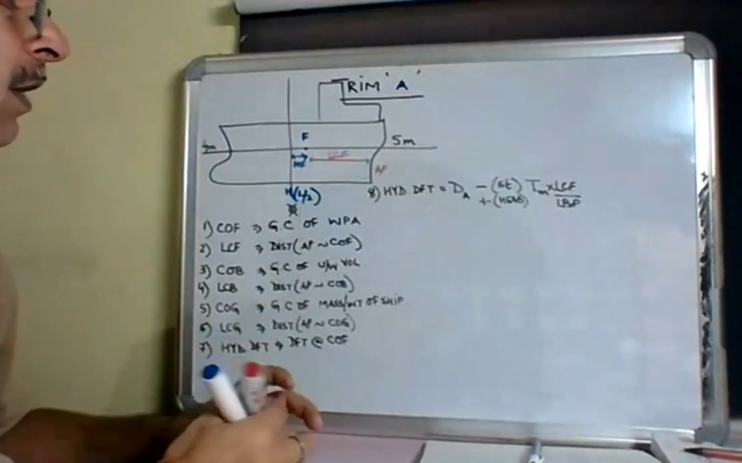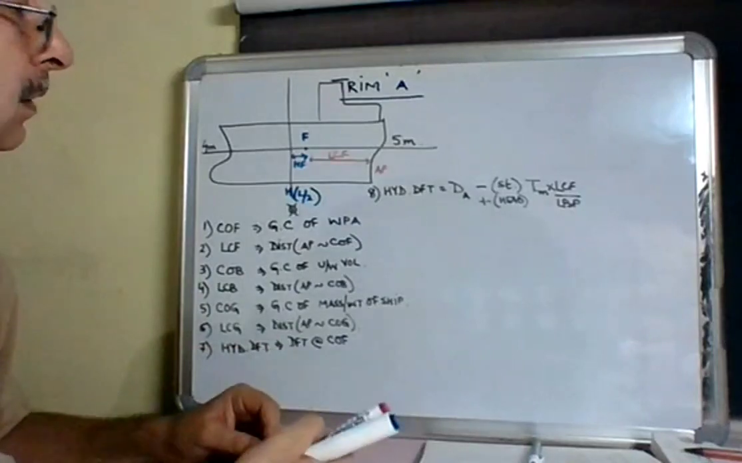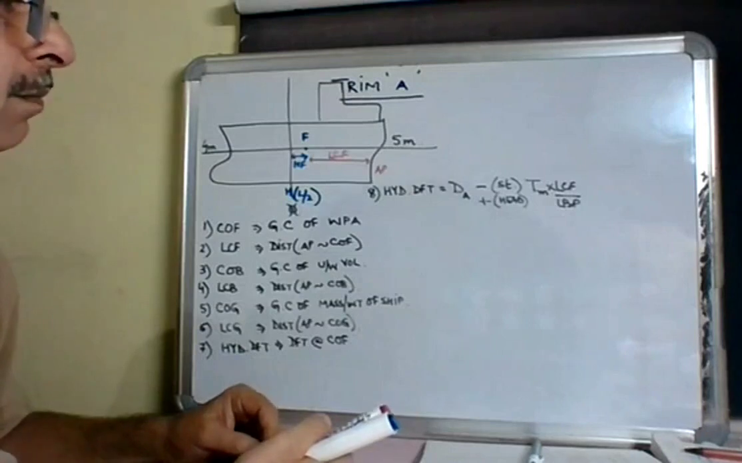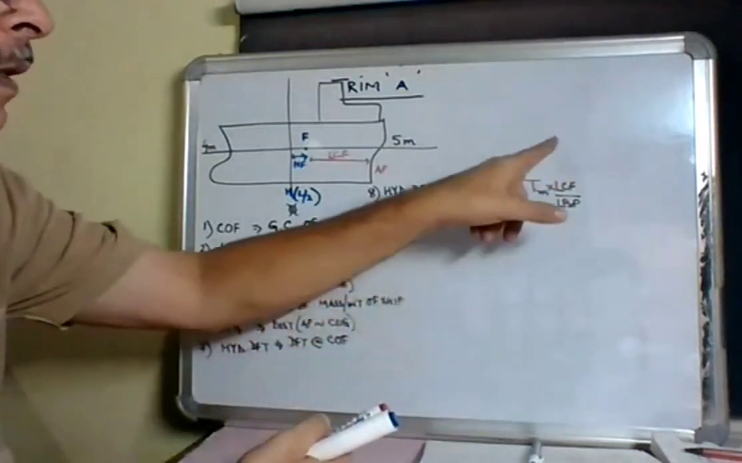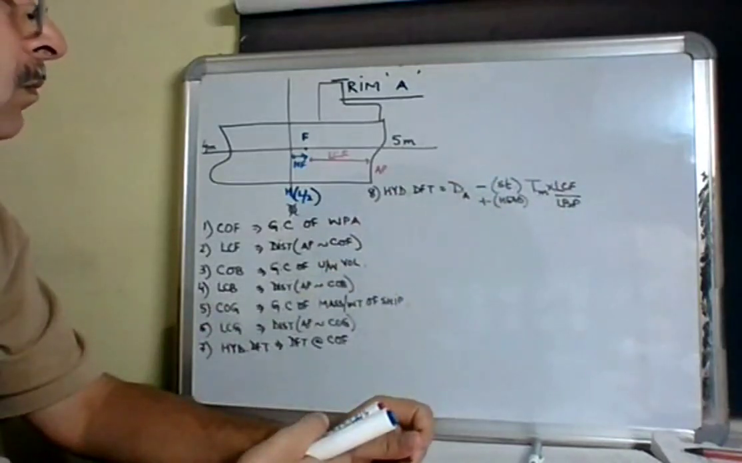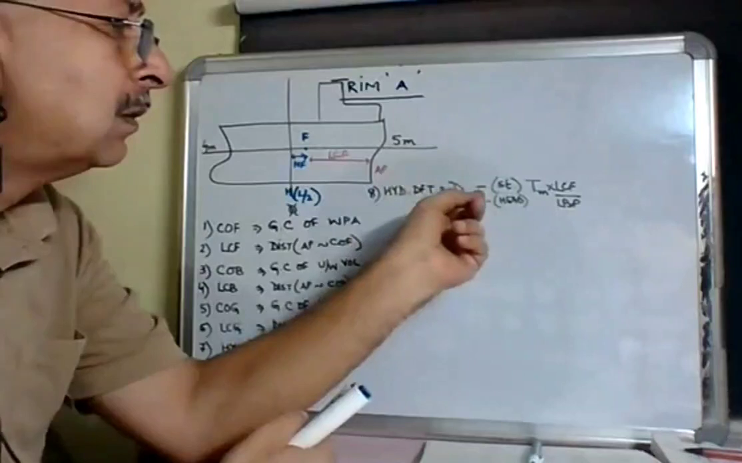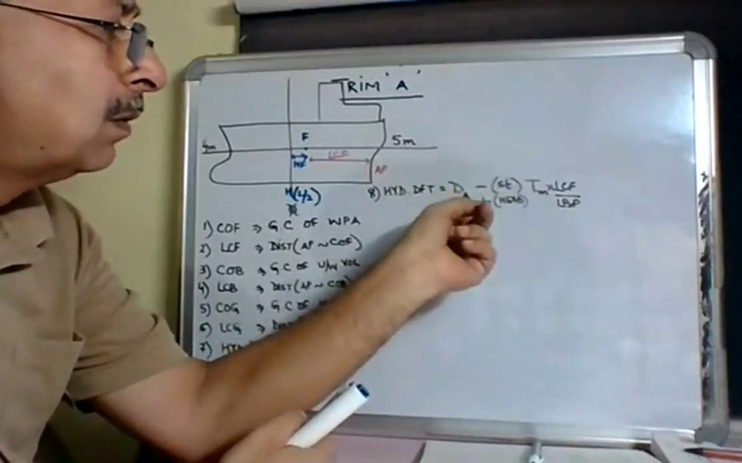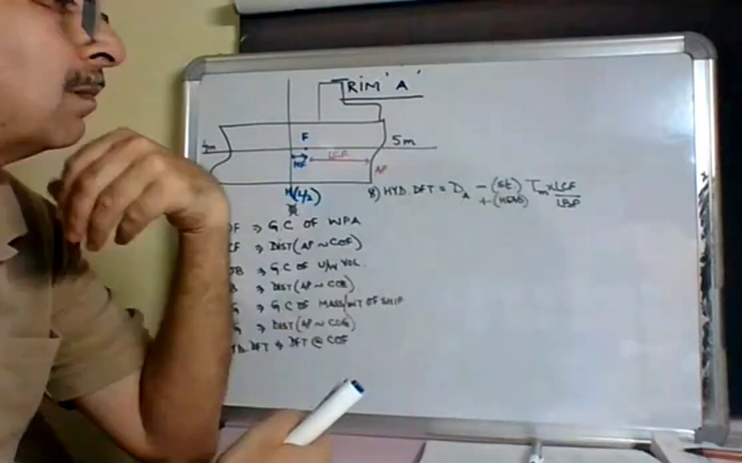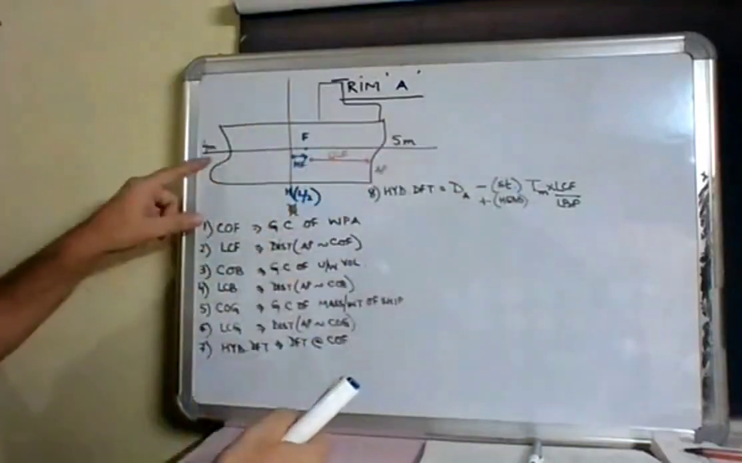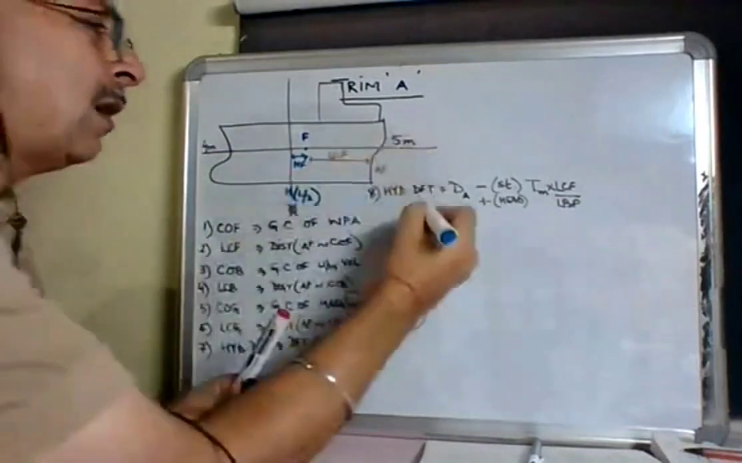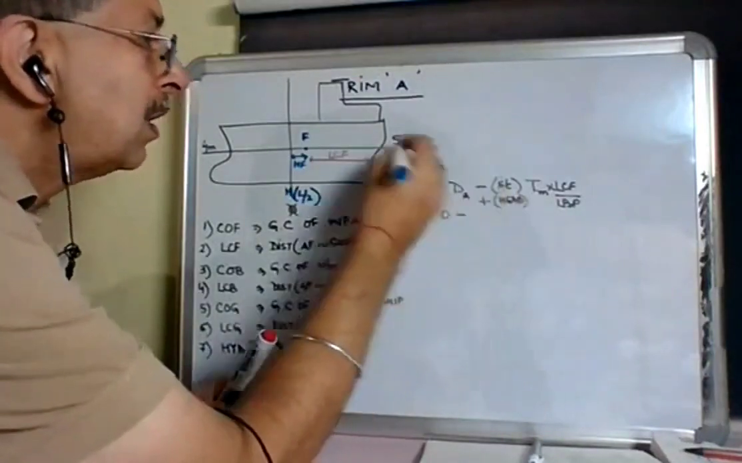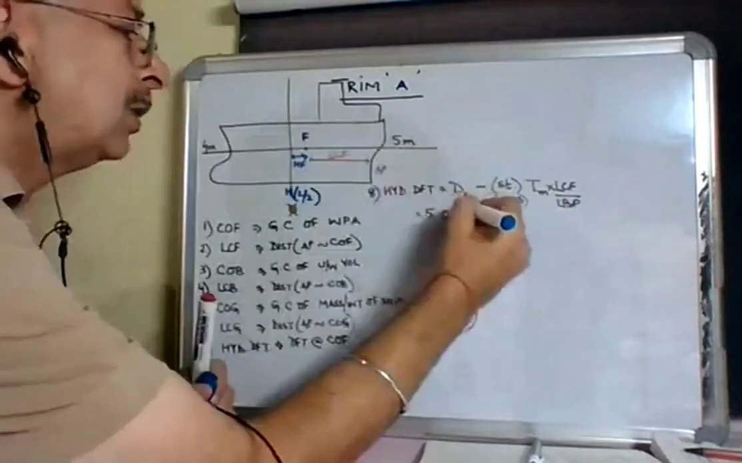Hydrostatic draft is draft aft minus correction, minus for a stern trim, plus for a head trim. Trim into LCF upon LBP. So if I give you forward draft 4 and aft draft 5, the hydrostatic draft will be draft aft 5 meters. Stern trim, so minus. Trim is how much? 1 meter.